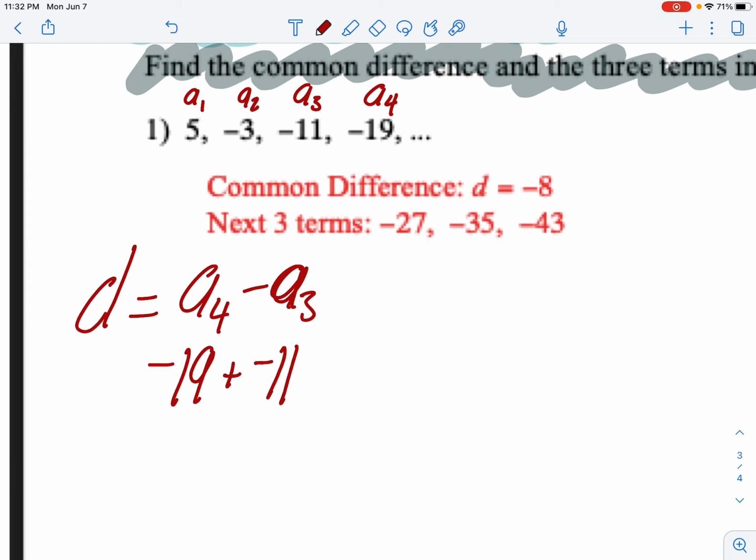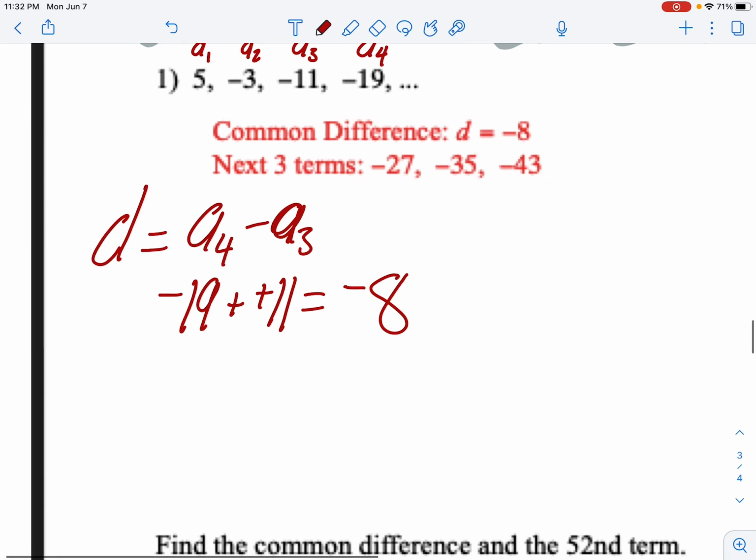Negative 19 minus negative 11. Negative, negative make plus. Negative 19 plus 11 is negative 8. Look at that. That's our common difference.